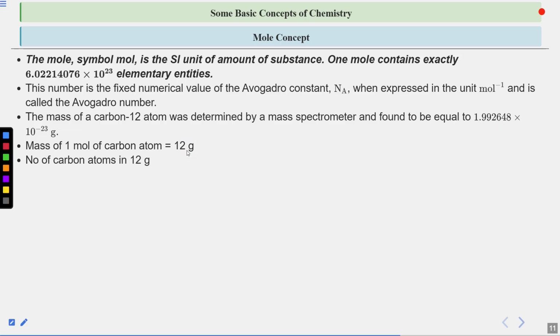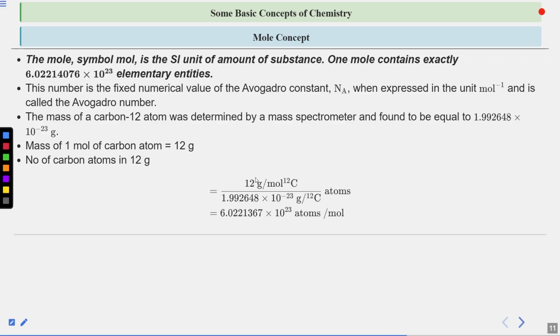It's very simple. Basically, we are trying to calculate the number of carbon atoms in 12 gram, or 1 mole. So that will be 12 gram per mole divided by 1.992648 into 10 to the power minus 23 gram per carbon 12 atom. Now, how have we done this? Let's see. We know that 1 mole of carbon has a mass of 12 gram, and one atom has a mass of 1.992648 into 10 to the power minus 23 gram.